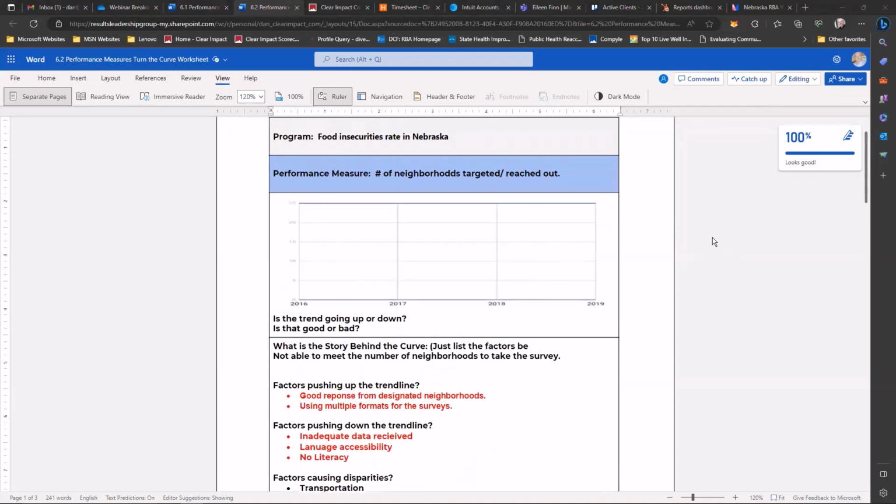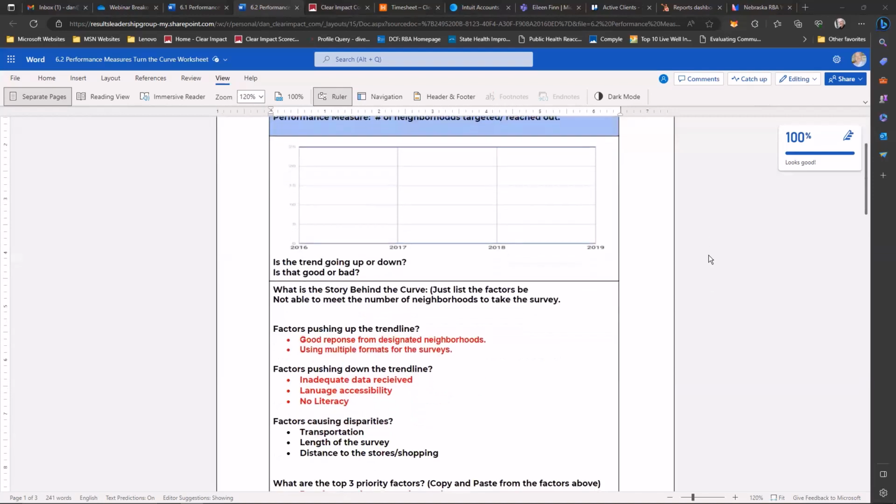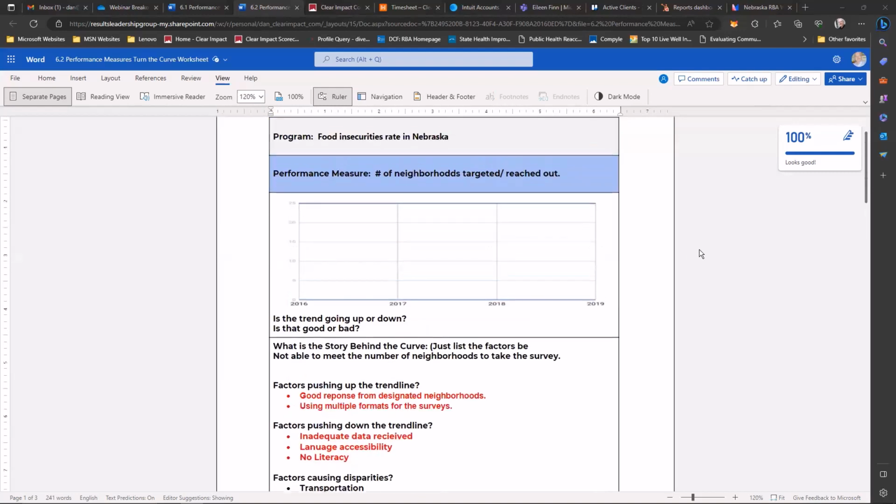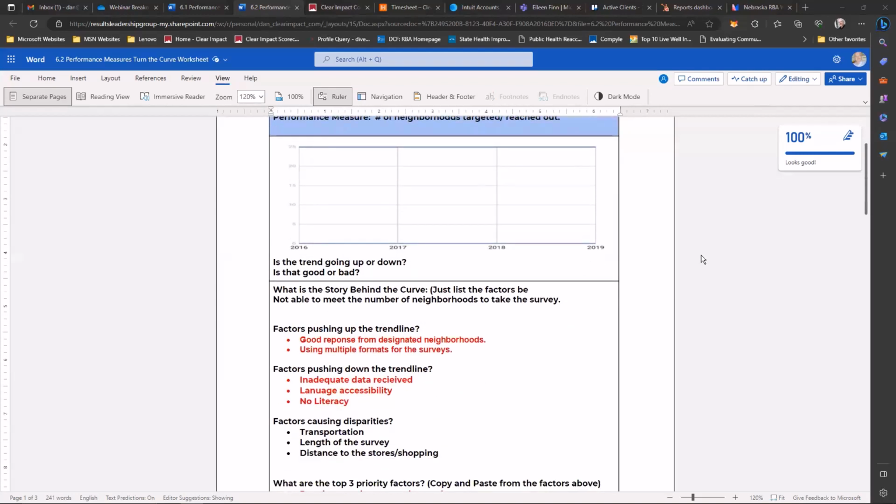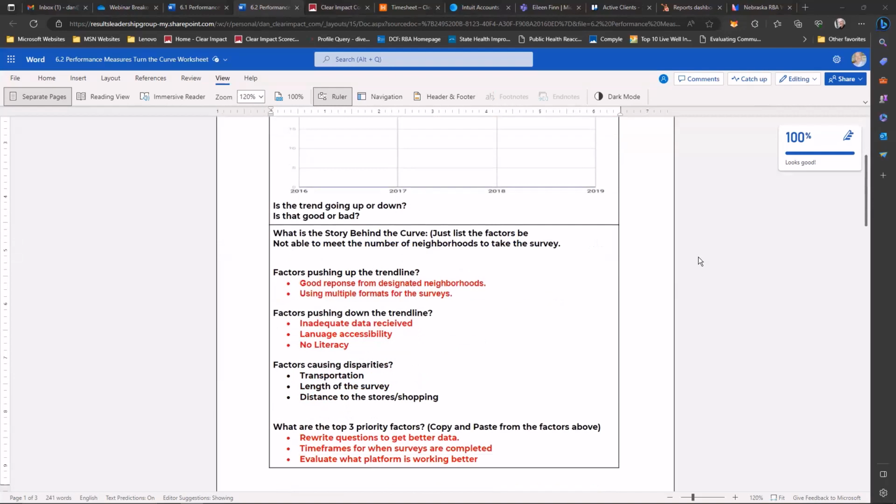What didn't work well was we didn't get all or the correct data that was needed. There were language issues because some of the minority communities spoke languages other than English. And there was a reading literacy level that needed to be addressed, so we needed to simplify language so everybody could understand it easier. Some of the barriers we did find were transportation to get food. I don't know if that belongs there, but the length of the survey was too long, and the distance to the stores and shopping was a barrier.